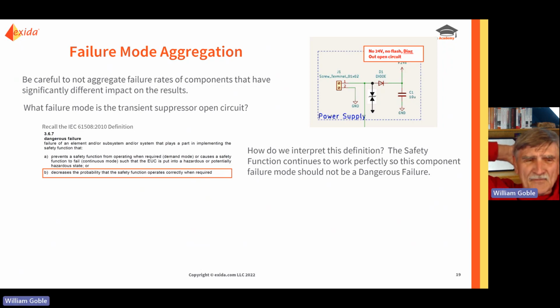And then we read the definition in 61508-2010, Part B, which says decreases the probability that the safety function operates correctly. You know, we could argue this loss of a transient suppressor would cause a decrease in the probability that the safety function works correctly.